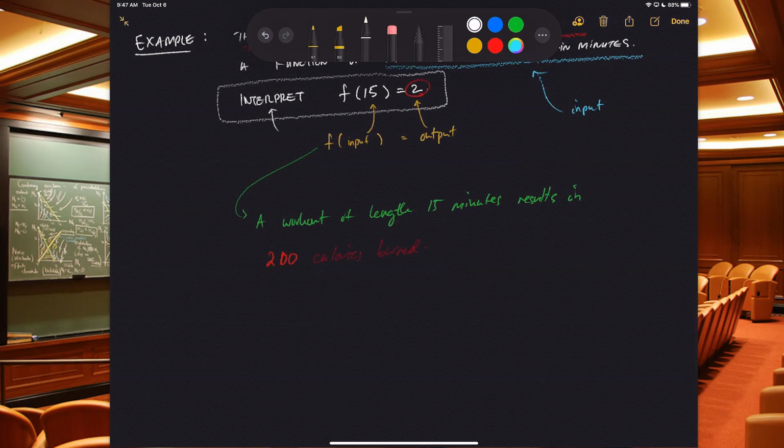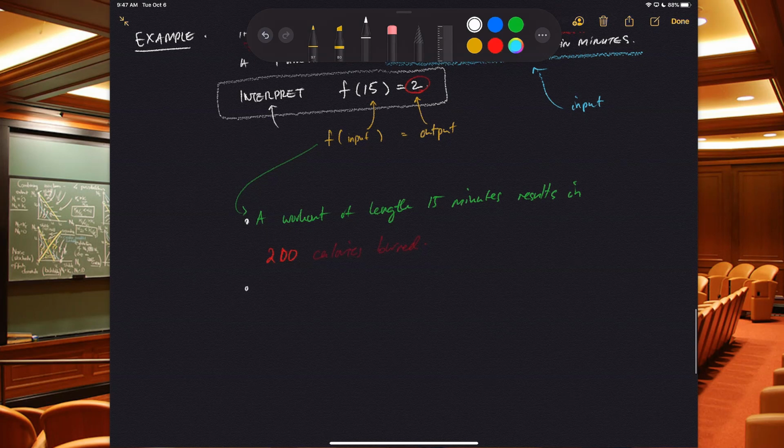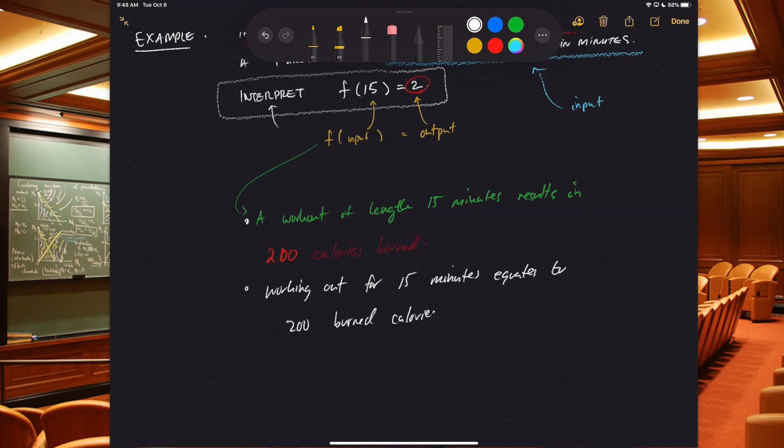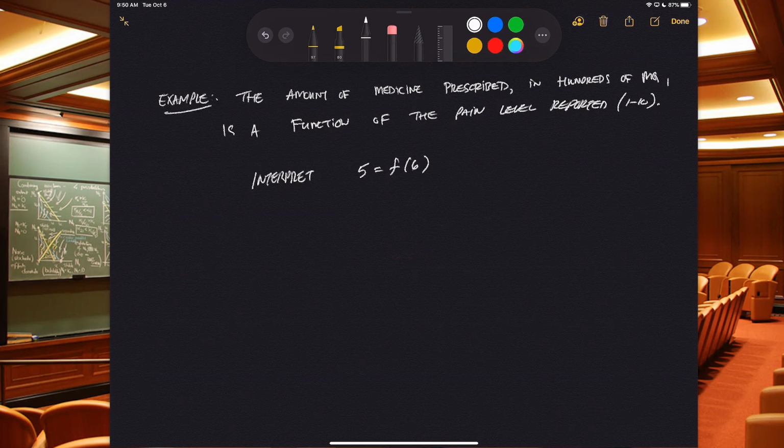Okay, and again, that's a fine sentence, but we could write this a little bit more naturally and say working out for 15 minutes equates to 200 burned calories. I'm mainly just trying to show you that there's a lot of different ways to write this and go with what's the most natural. The less math jargon we can use, the better when we're talking about interpreting. Okay, so let's do one more here.